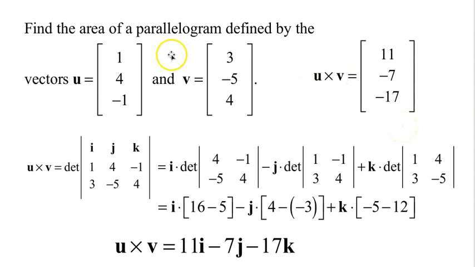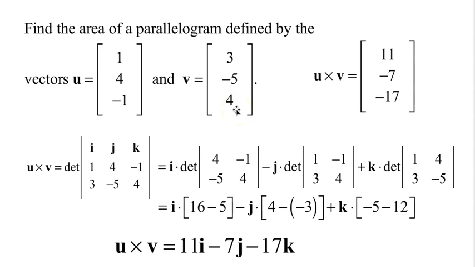Always a good idea to do a quick mental check. 1 times 11 is 11. 4 times negative 7 is negative 28. So 11 minus 28 would be negative 17. Plus positive 17 is 0. That checks nicely. 3 times 11 is 33. Negative 5 times negative 7 is 35. Add those together, I get 68. 4 times negative 17 is negative 68. Indeed, u cross v is orthogonal to both u and v.